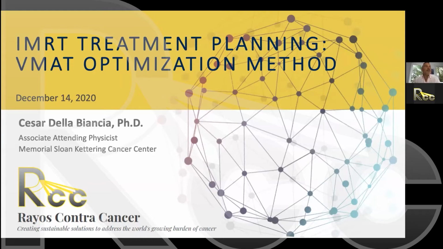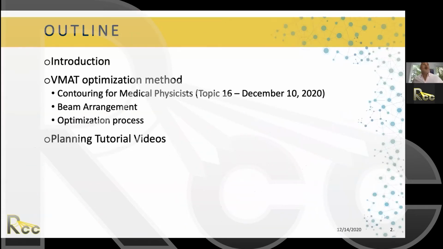And we met last week on Thursday for the first talk that we did on contouring needed for treatment planning. So today we're going to focus the session on these items. I'm going to do a brief introduction just to make sure that we're on the same page. But the main focus of the talk now is that we're going to be describing the VMAT optimization method.